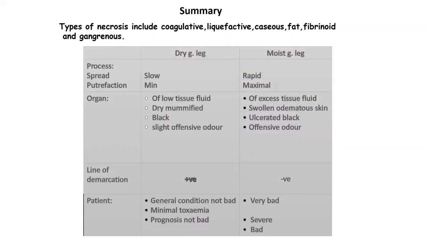In summary, the types of necrosis include coagulative, liquefactive, caseous necrosis, fat necrosis, fibrinoid necrosis, and gangrene. Gangrene may be dry or may be moist. In dry gangrene, the process is slow and the putrefaction is minimal. In moist gangrene, the spread is rapid and the putrefaction is maximal, so you have a very bad odor and toxemia. The organs in dry gangrene are of low tissue fluid. They look dry, mummified, black with slight offensive odor, while in moist gangrene they have excess tissue fluid, swollen, edematous, ulcerated, with offensive odor. The line of demarcation is present in dry gangrene only.